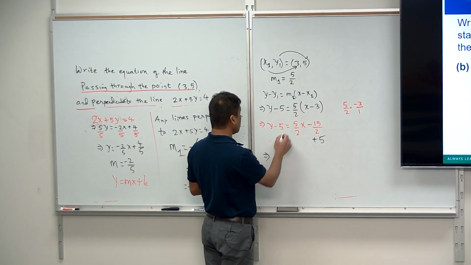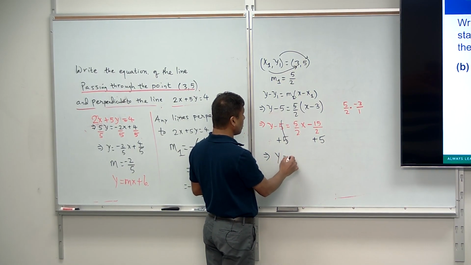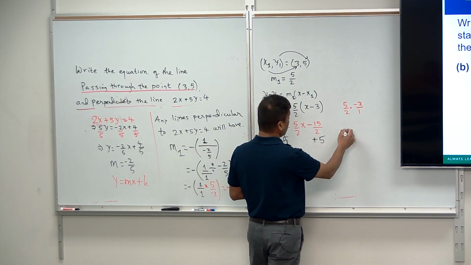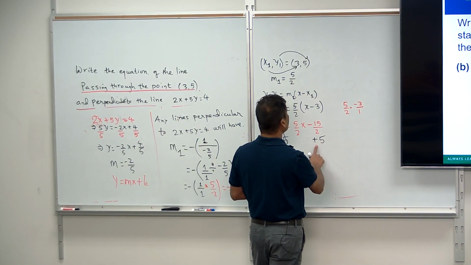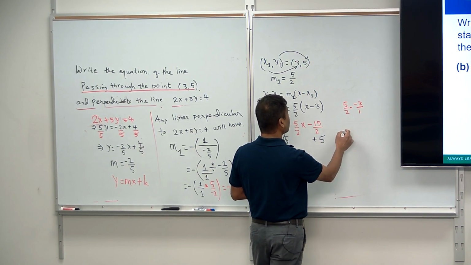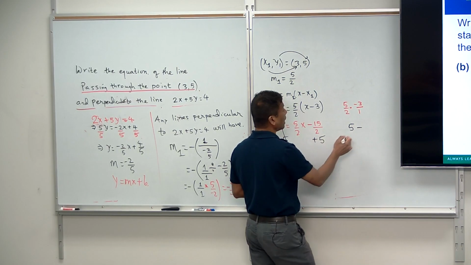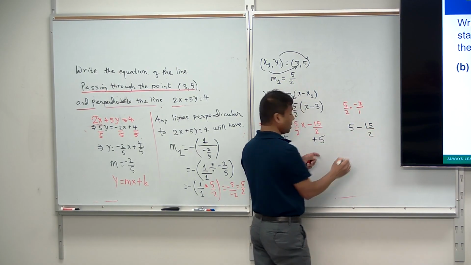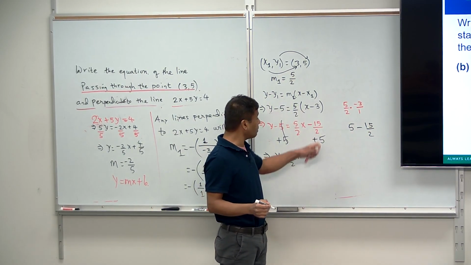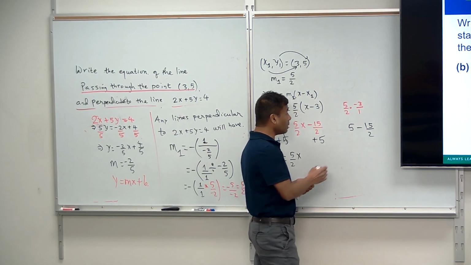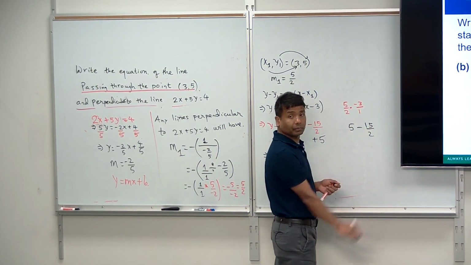So now you add 5 on both sides. The 5s cancel, so y equals 5/2 x. And what is this? Can you combine this? You can write it this way, 5 minus 15/2. Does that make sense? This is positive 5. 5 minus 15/2. How do you simplify this? How do you combine this, guys?